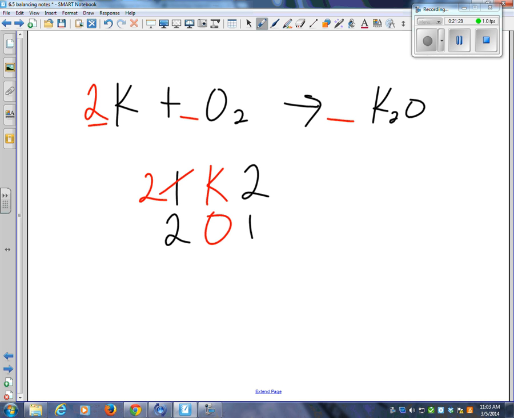I need more K's, right? Okay, now my K's are good, but I still need more O's on the right. The only way to make more O's on the right is to put a 2 there. I just created another problem. Now I got to double check my K's. Look at that. How many K's do I have? Now I got 4. That's no good. I got to make the one on the left more. I got to make it 4. How do I make it 4?